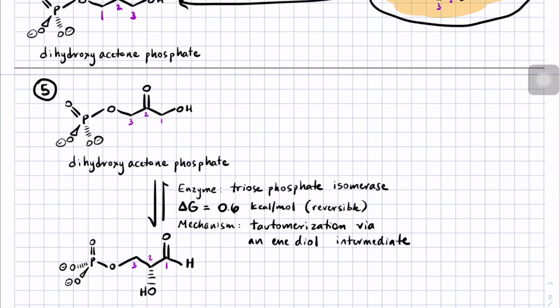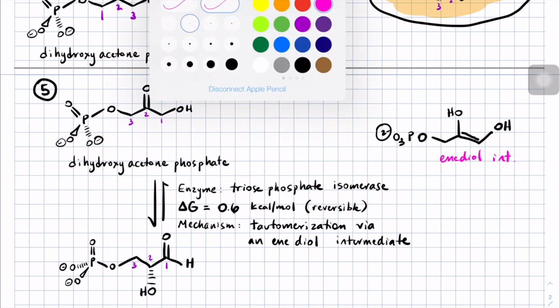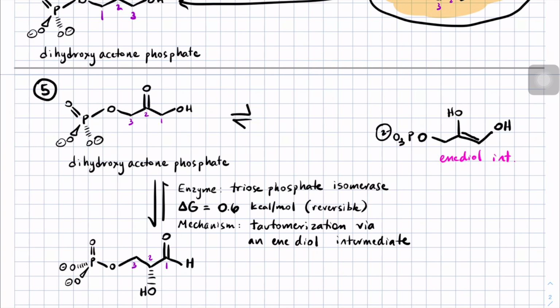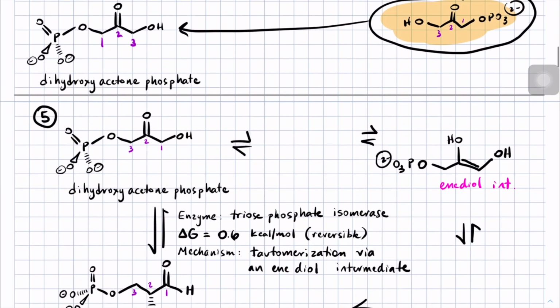3-phosphate. I'm going to leave it to you to draw that mechanism. I will draw for you the ene-diol intermediate, and then I want you to push arrows to do the tautomerization steps that get you to the ene-diol intermediate. And then I want you to do the tautomerization steps that get you from the ene-diol intermediate to the desired product.